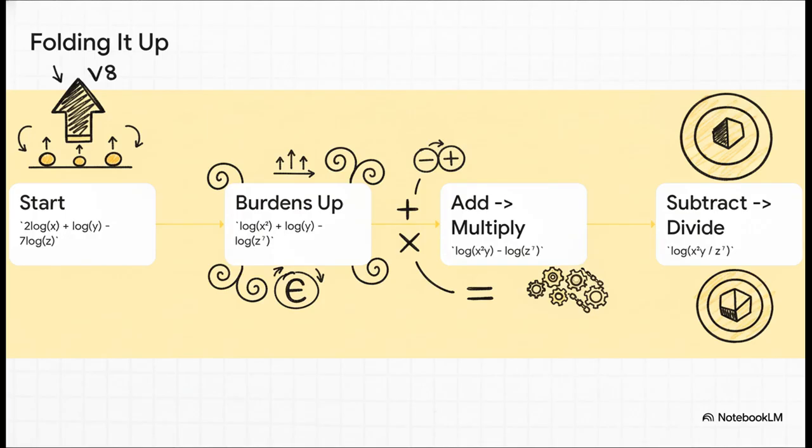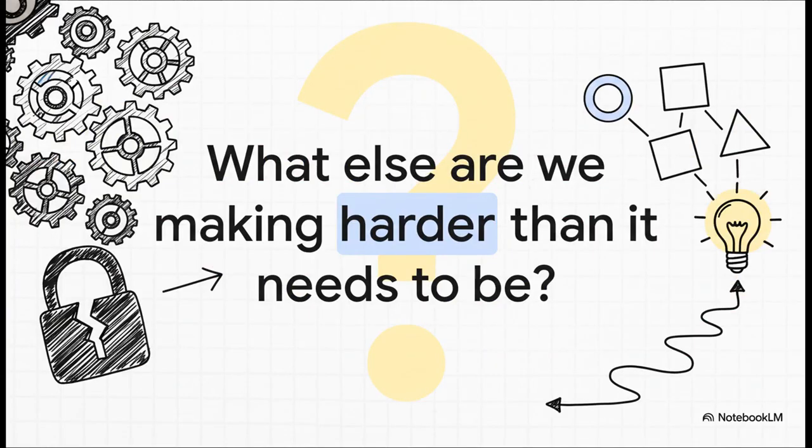So now we've got log of x squared plus log of y minus log of z to the 7th. Okay, now we know adding logs is the same as multiplying their insides, and subtracting logs is the same as dividing. So we can just smush them all together. And just like that, that whole messy thing is now one single elegant term.